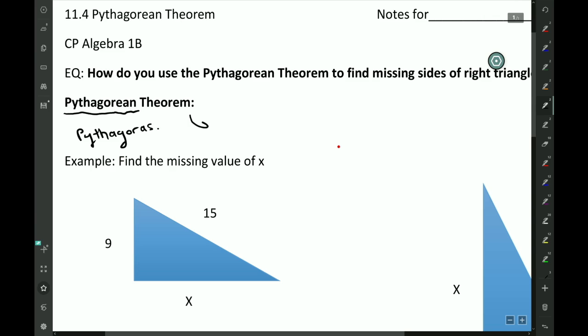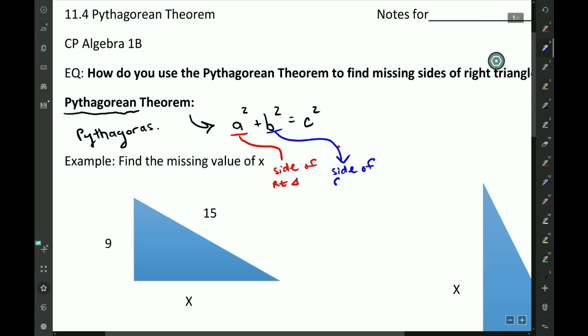Anyway, his famous theorem is that a squared plus b squared equals c squared. And what are these different variables and such? Well, a is a side of a right triangle. B is the other side of a right triangle. Okay, and C, the key thing is always the hypotenuse.